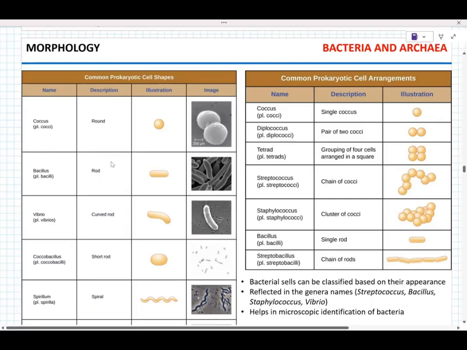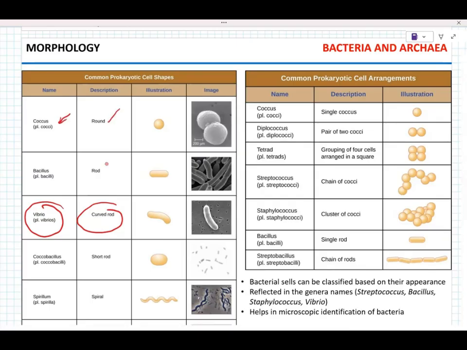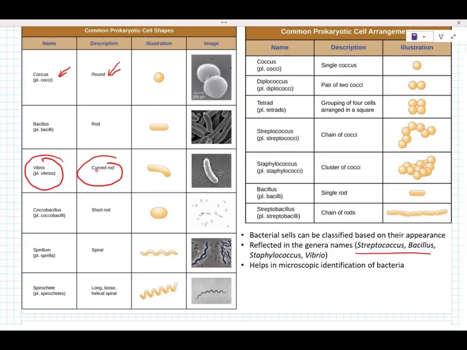So now we're going to get into the grind of it. Morphology. I'm not going to read this table to you, okay? I can tell you what kind of question you can expect. What is the term for a curved rod? Vibrio. You will effectively have to match the term and the description. Does that make sense to everybody? So I'm not going to spend time on this. Obviously, some genera of bacteria are named just because of the shape, like Vibrio, Bacillus.